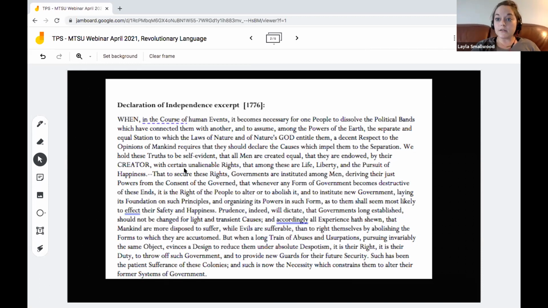What's the purpose of this document? Why in the American Revolution are these people coming together to write this document? Let's be specific. Why are these men coming together to write this document?